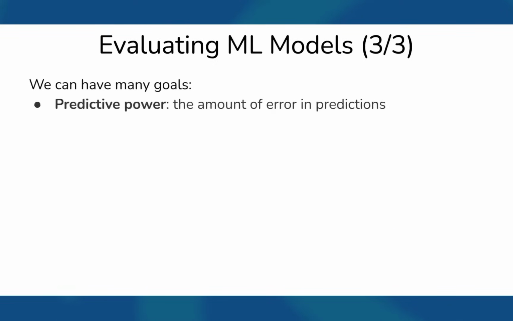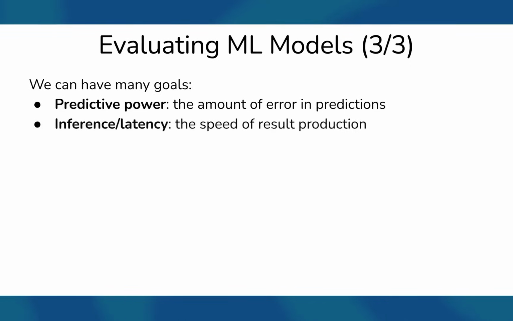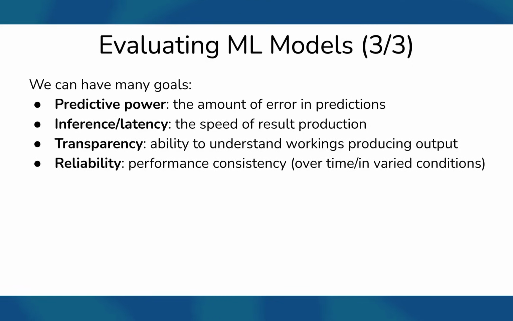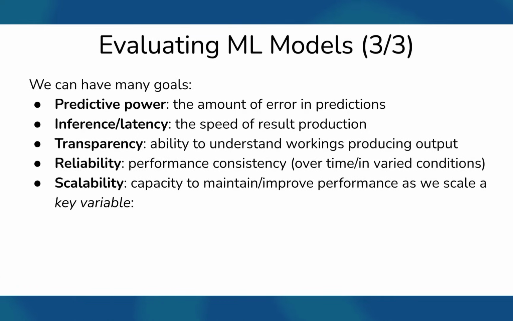And when we're evaluating machine learning models, there are metrics like accuracy, precision, predictive power, and recall. But there are other things we could care about too, such as how long it takes the model to make its prediction. What's its latency? So what's the speed at which the result is produced? Is the model transparent? Do we understand the inner workings of the model that give rise to the output? Some models may be more transparent than others. Is the model highly reliable? Is it consistent in its performance under extreme stressors or in varied environments or novel conditions? Is the machine learning model highly scalable?